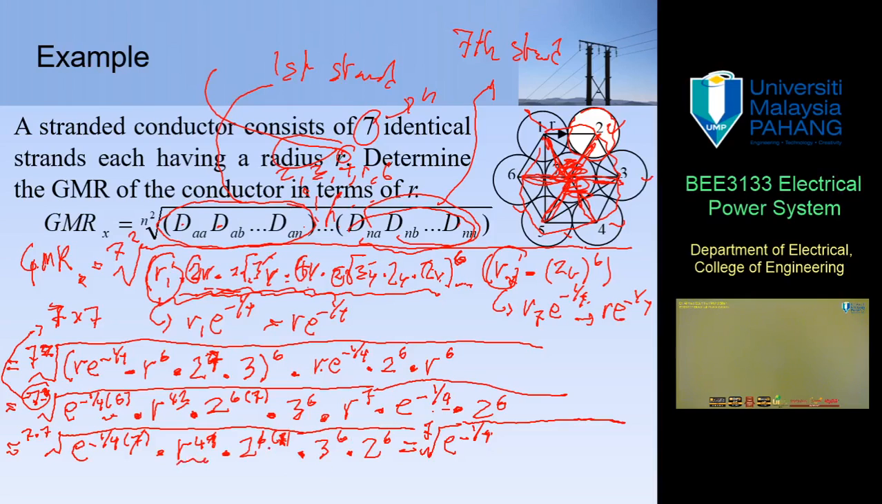R is taken out, but the 7 is remaining, so it becomes 6 over 7. Then 3 becomes 3 power 6 over 7. Next the 2 also becomes the same, 6 over 7. Sorry. Then the R is outside. Can you see it? Sorry guys. 2 power 6 over 7, here 6 over 7.